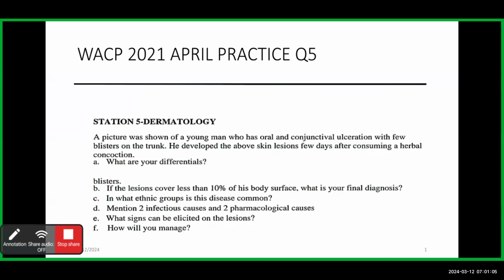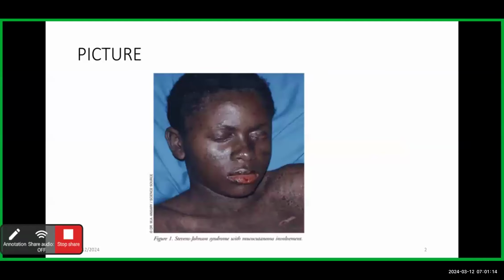Say in what ethnic groups is the disease common? Mention two infectious causes and two pharmacological causes. What signs can be elicited on the lesions and how will you manage? So I'll attempt the questions one by one.